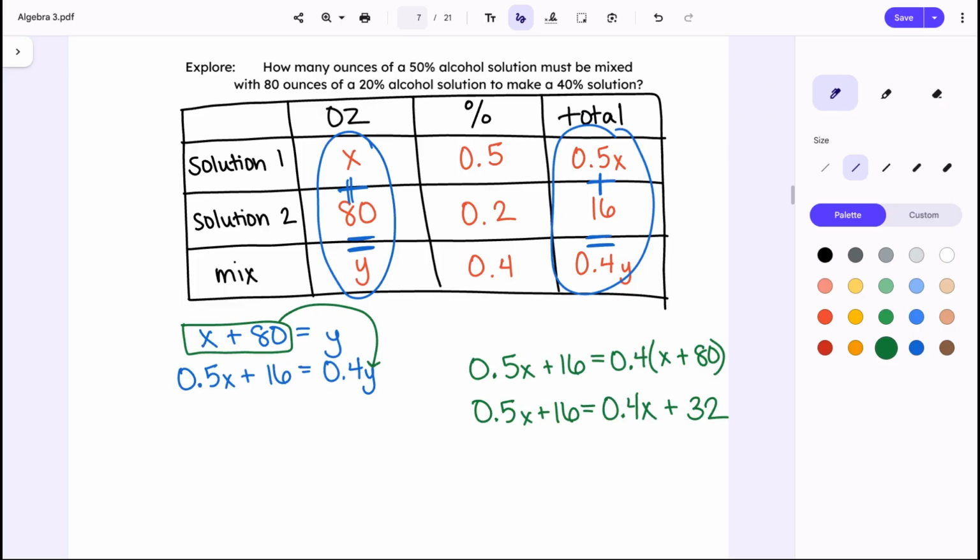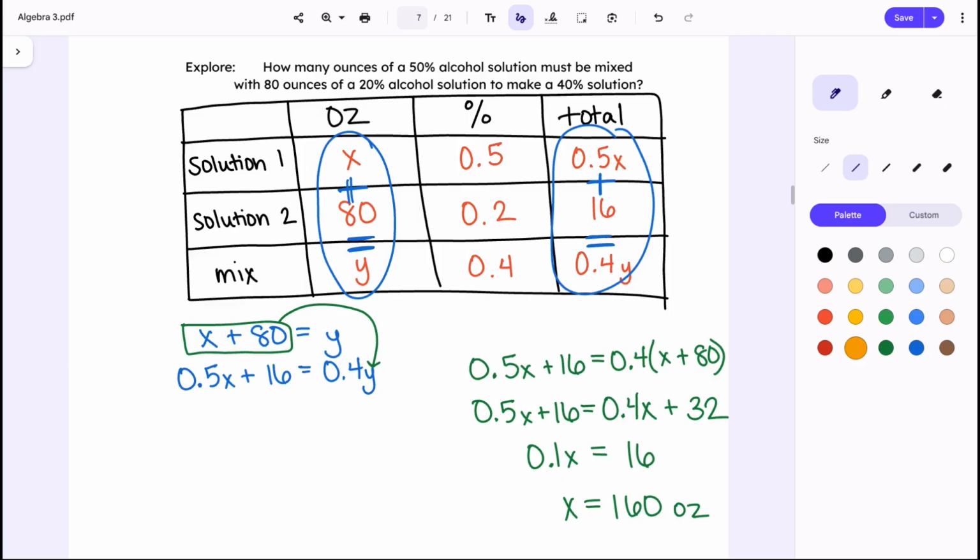Okay, now let's solve for the x. So I'm going to move some things around. I'm going to move the 0.4x over here to the left, so that'd be 0.1x. And if I move the 16 over to the right side, that would be 16. Okay, and what's 16 divided by 0.1? 160. So x would be 160 ounces. So that would be for solution 1, which is what they're asking for in this problem.